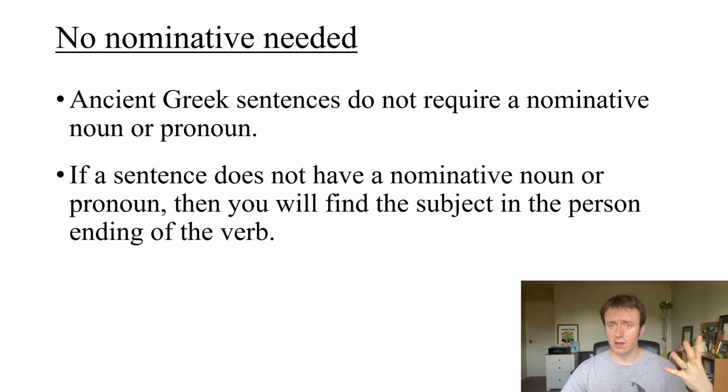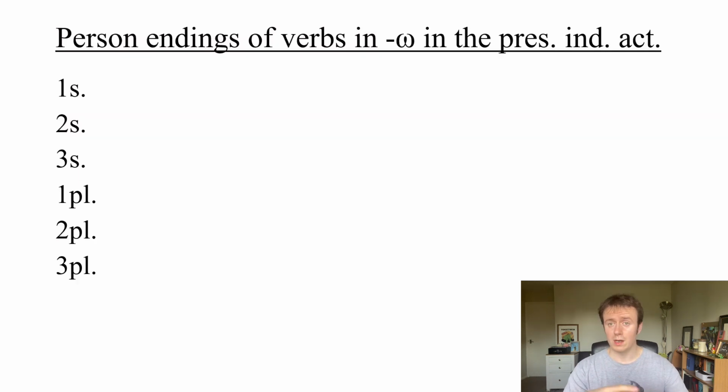And if an Ancient Greek sentence doesn't have a nominative noun or pronoun, then you need to look at the person ending of the verb in order to find the subject. You should be looking at the person ending of the verb in any case, but in cases where there is no nominative noun or pronoun, you have to look at the person ending of the verb in order to find the subject. And now, in light of that fact, you should already know the 6 person endings that are used in the present indicative active of verbs in omega. And I would hope that you can already list these 6 different person endings from memory. So if you can, please pause the video and have a go at listing them, either verbally or writing them out from memory.